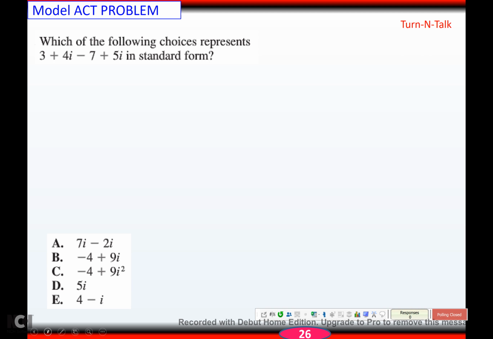Alright, you try this one. Hit pause, come back when you're ready. And hopefully you got B. This is just writing it in standard form. You're trying to make it look like a plus bi, which means combine like terms. 3 minus 7 is negative 4. 4i plus 5i is positive 9i. And we're done.